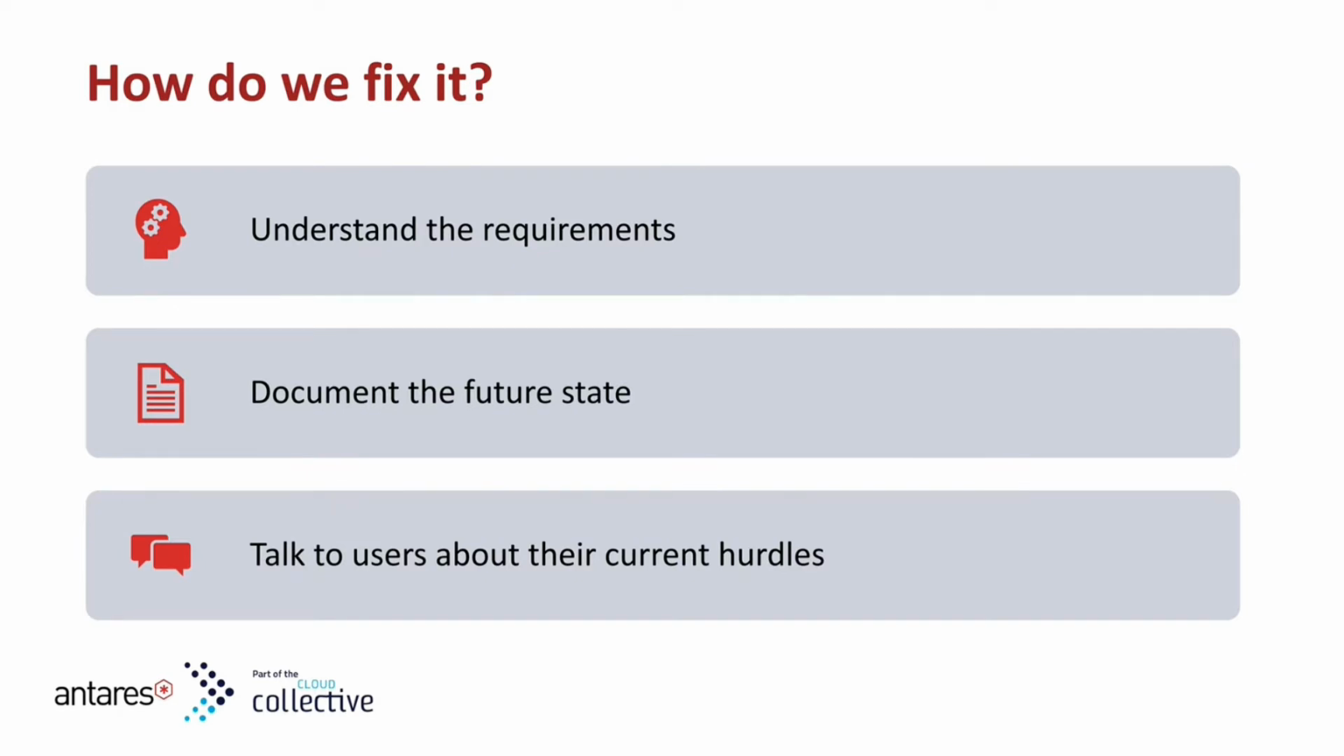Exactly right. We understand what the requirements are. As we've mentioned, we document what they will look like so we know, and we get users involved. Users need to be able to give their current hurdles. One, so we can fix them, and two, so they feel engaged as part of the project and they see the benefits of what we're trying to do for them. Okay, cool. Sounds good. I think it just highlights thinking about the end user experience.